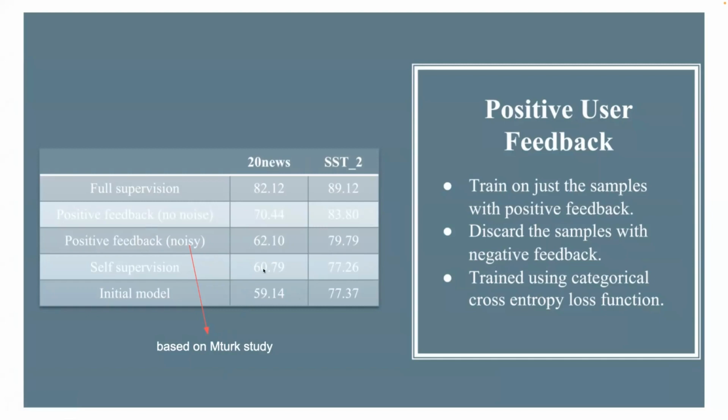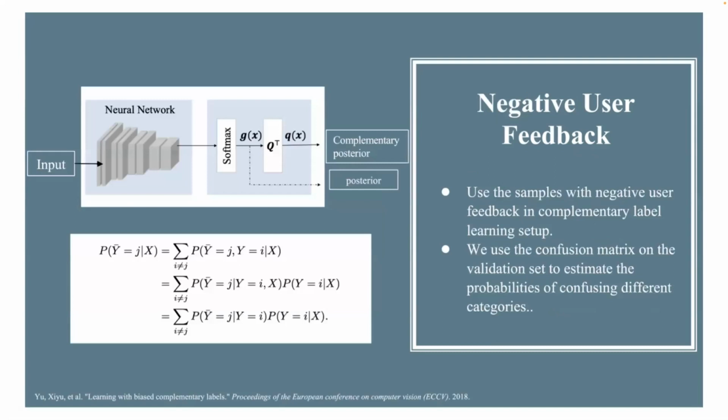So what you can see is that compared with self-supervision only, positive feedback provides huge improvement, right? So it's getting you very close to the full supervision. So it's showing a very promising technique for label generation. Of course, if it is noisy, still there is a gap. That's where you have to think about robust learning algorithms that are noise robust, to bridge that gap.